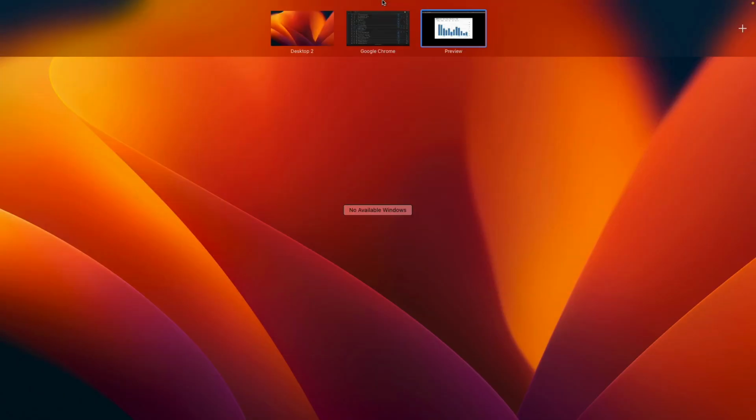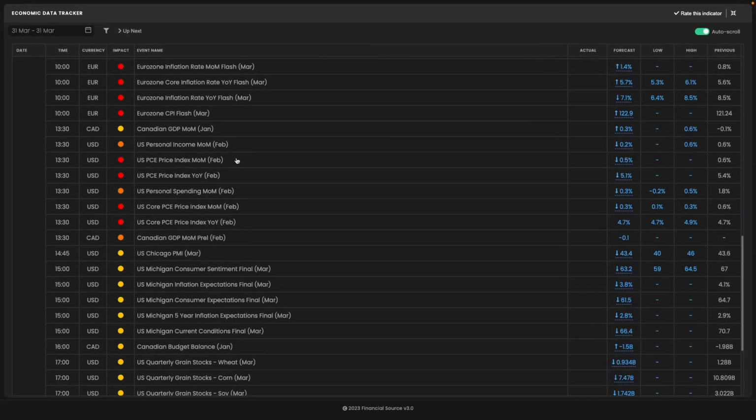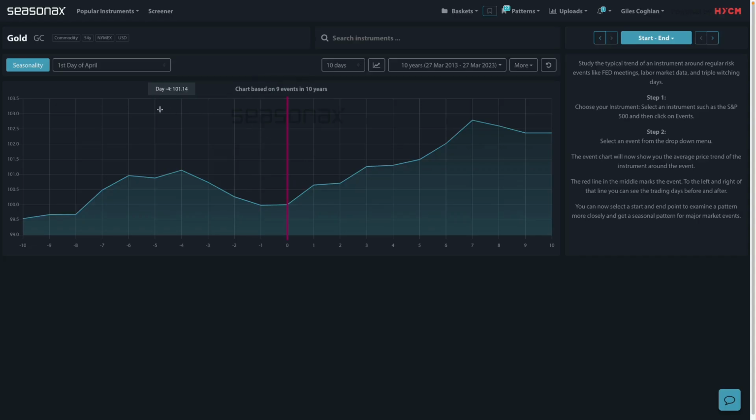It's also worth noting that gold has quite a distinct seasonal pattern coming up. You can see at the first day of April over the last 10 years, gold has tended to gain into the first week of April. So will we see those gold gains again?